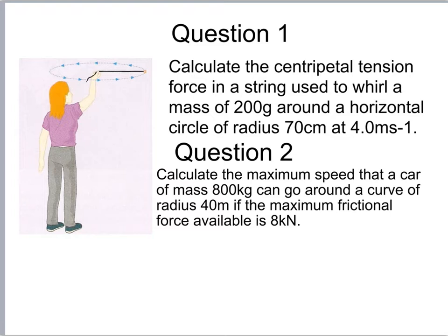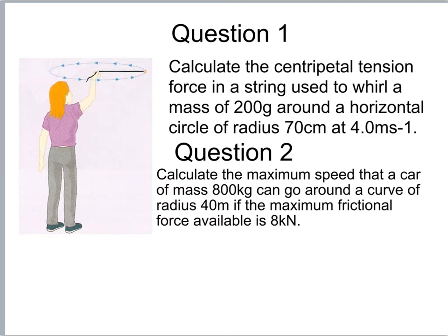In question 2, it says calculate the maximum speed that a car of mass 800 kilograms can go around a curve of radius 40 metres if the maximum frictional force available is 8 kilonewtons. So the first thing to do is make sure everything's in the correct units again, and then you can use F equals mv squared over r, where your radius is your radius, your mass is your mass, but this time the maximal frictional force will be equal to the centripetal force acting on your vehicle, and that will give you the maximum speed that a car could safely travel around that circle.